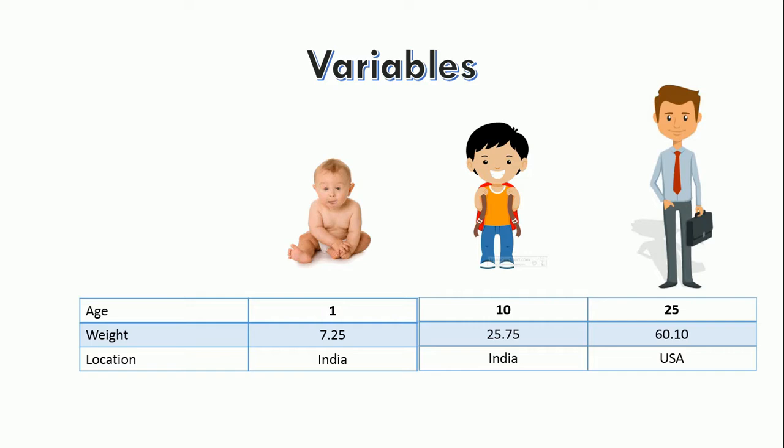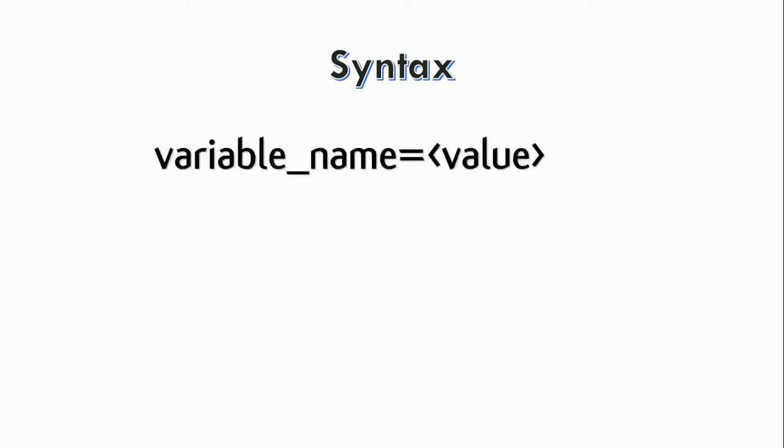Here, if we look at this example keenly, the age is a number, weight is a decimal value, and location is a string value. So here comes the necessity of variables to hold different data types. Python supports different data types. The syntax for representing a variable is the variable name followed by the value.